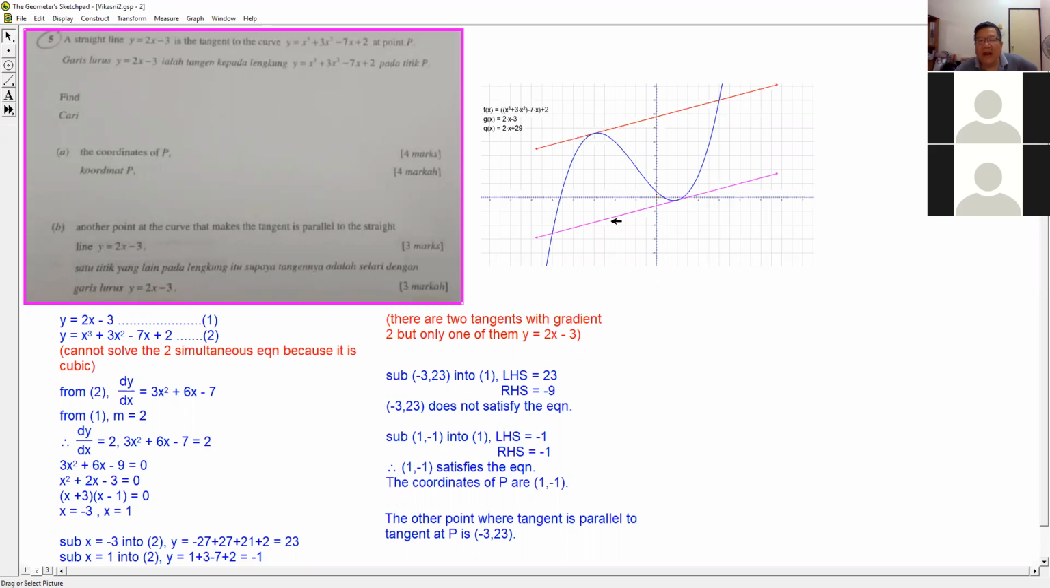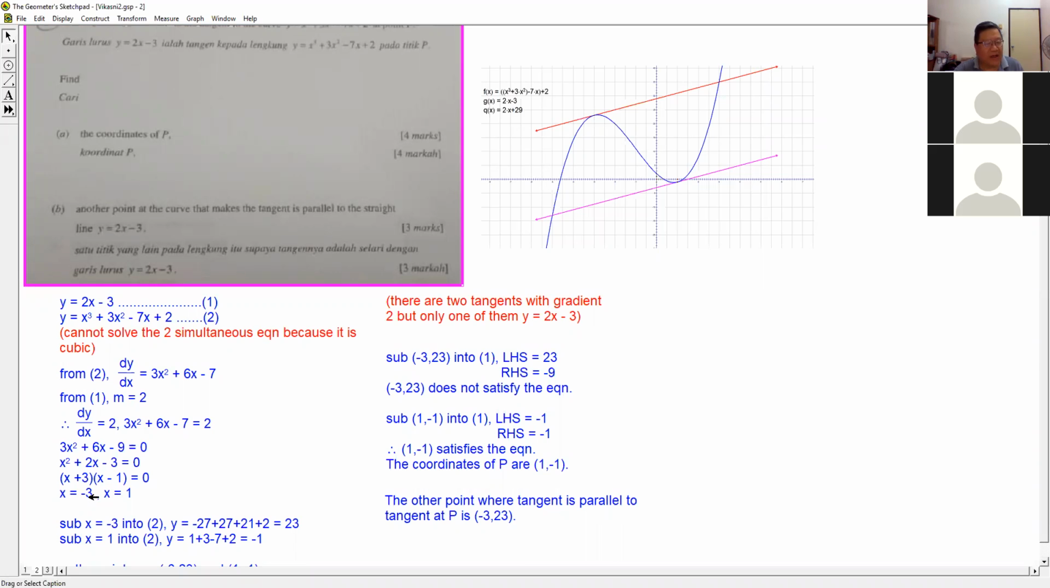Can you see the red line and the purple line? There are two possible lines with the same gradient equal to 2. It means that there are two possible points where the dy dx is 2, where the gradient of tangent is 2. One is this point, x equals negative 3, and another is x equals negative 1. So which one of these points is on the line y equals 2x minus 3?